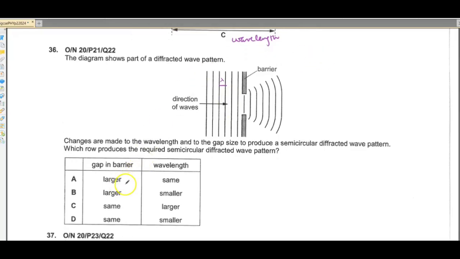A gap in the barrier to make it larger. If the gap in the barrier is made larger at this moment, diffraction is going to get lower. Okay, semicircular waves will not be formed at all. So if the gap in the wave is the same and the wavelength is made larger, this is going to give you semicircular waves. If the wavelength gets almost equal to the gap in the barrier, you will see more diffraction and a semicircular wave pattern. Okay?